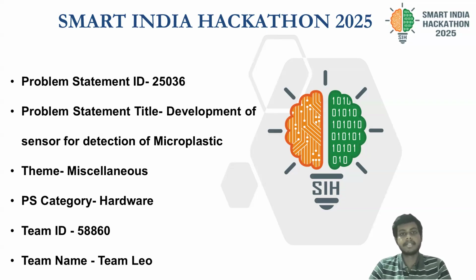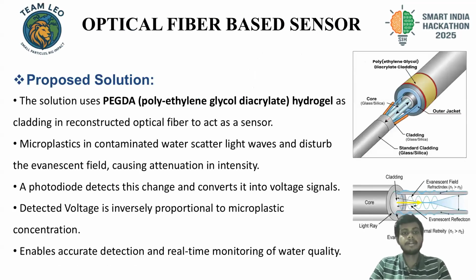If you look at some of the statistics, the global plastic production has skyrocketed since the 1950s, and it has reached around 8.3 billion tons. Industries annually produce around 1.3 billion tons, and this figure is expected to rise even higher to 3 billion tons towards the 2040s. And here we propose a solution that uses an optical fiber-based sensor.